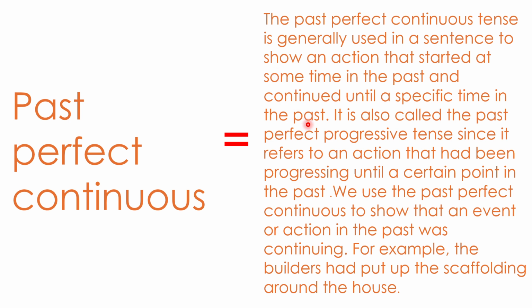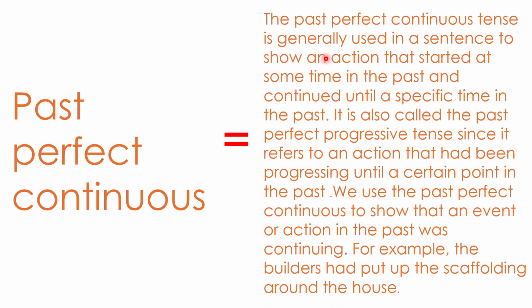Right, let's carry on. It is also called the past perfect progressive tense since it refers to an action that had been progressing until a certain point in the past. So progressing means like continuing. We use the past perfect continuous to show that an event or action in the past was continuing. For example, the builders had put up the scaffolding around the house.